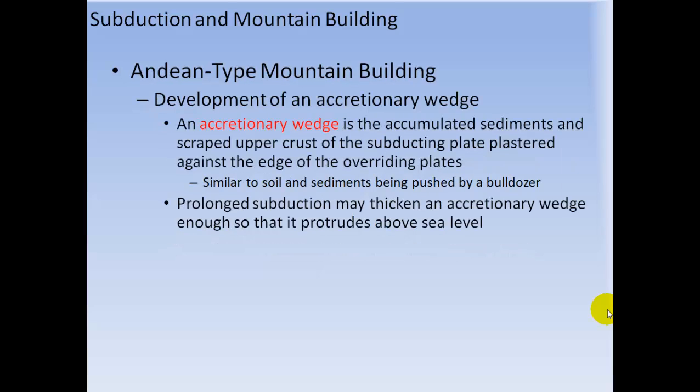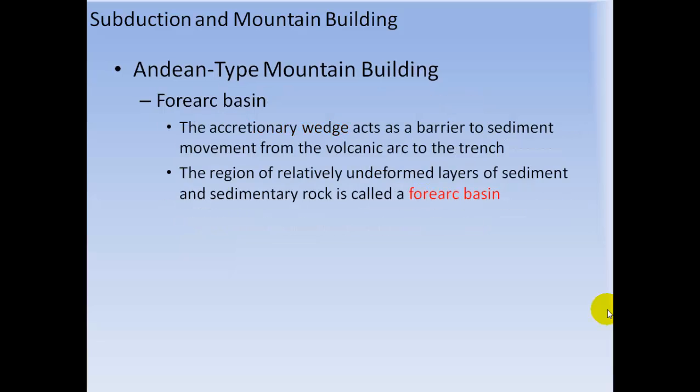Development of accretionary wedge. An accretionary wedge is accumulated sediments and scraped upper crust of the subducting plate plastered against the edge of the overriding plate, similar to soil and sediments being pushed by a bulldozer. Prolonged subduction may thicken an accretionary wedge enough that it protrudes above sea level.